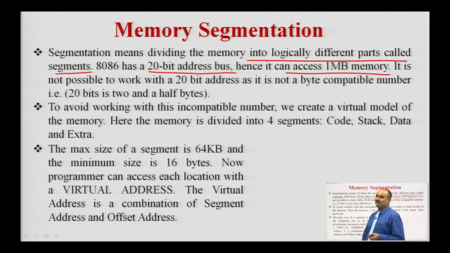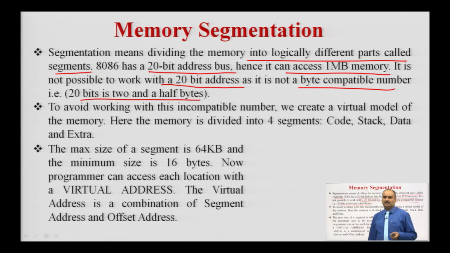So, with the help of a 20-bit address, we are able to access 1 megabyte of memory, but it is not possible to work with a 20-bit address because it is not byte compatible. It means that 20 bits is nothing but 2.5 bytes. So, the programmer faces some problem because it is not byte compatible.